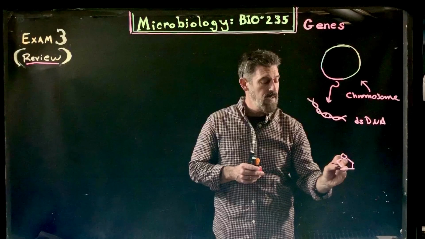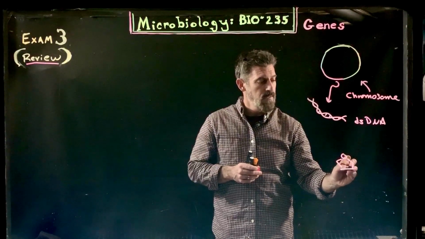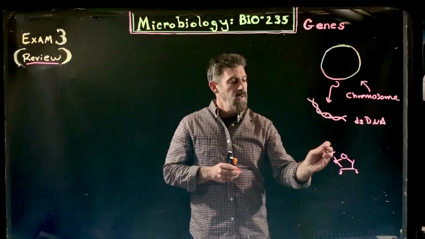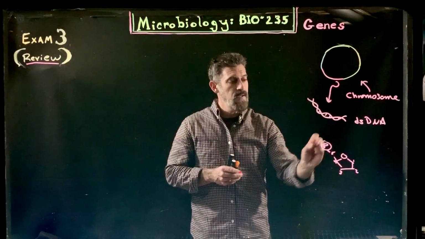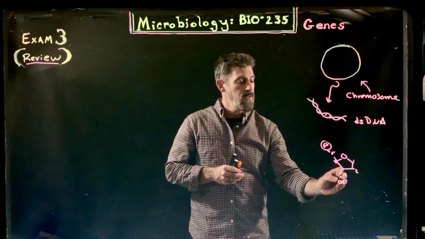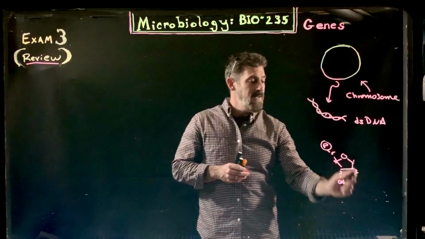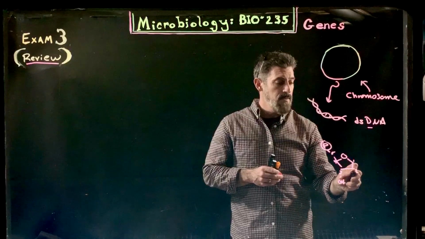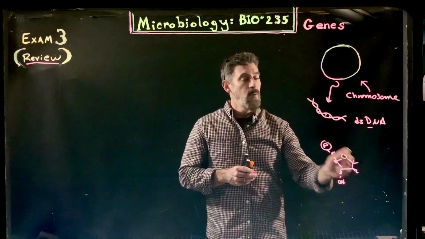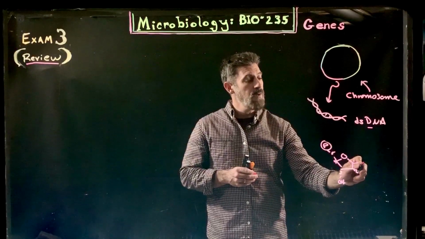A nucleotide is a 5-carbon sugar. There's 1, 2, 3, 4, 5 carbons. The 5th carbon has a phosphate functional group attached to it. The 3rd carbon has an OH hydroxyl group. In DNA, that's D for deoxy, so the number 2 carbon is missing its hydroxyl group. The number 1 carbon then has a nitrogenous base.